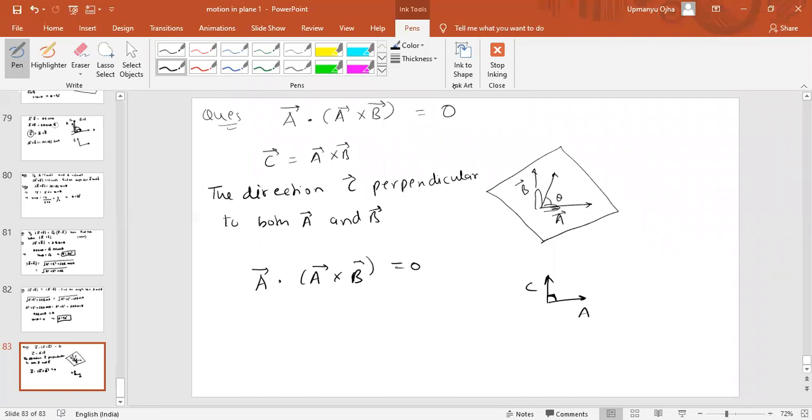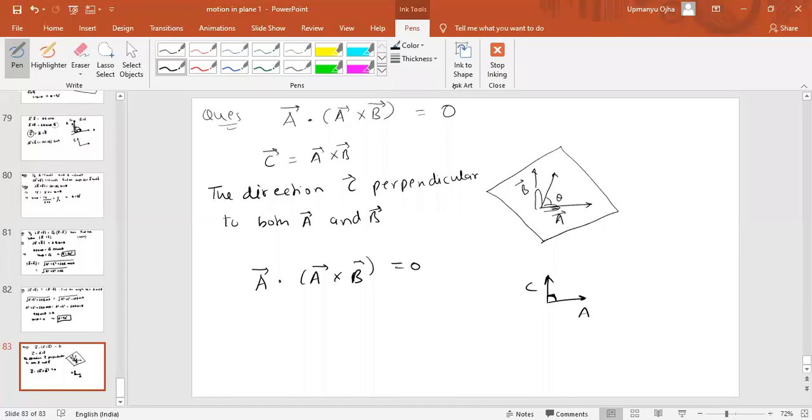See, I have explained the right hand thumb rule 4 times. Okay, and if I explain it again, then the remaining students will feel a problem. I have explained you the right hand thumb rule. Yesterday also I explained.